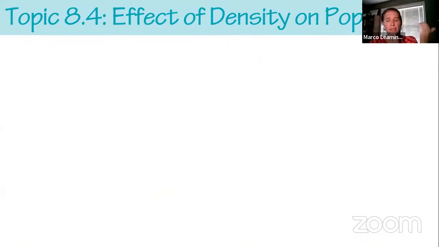So, density. Density is just how many individuals we have in a certain area. A more densely populated area means that there's more individuals in this little area. So number of individuals over area. If it's a less densely populated area, then that means that there's a lower amount of individuals.